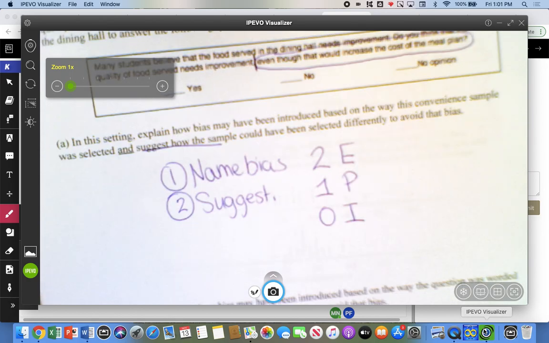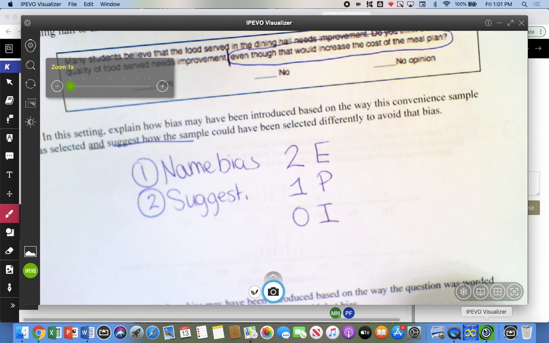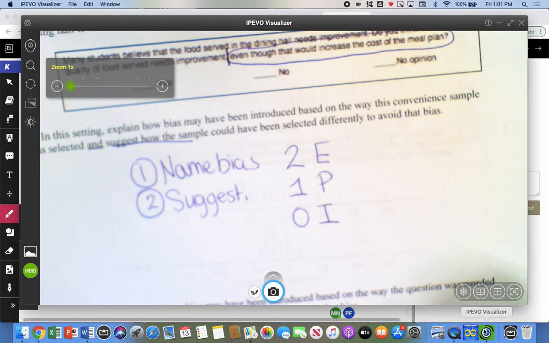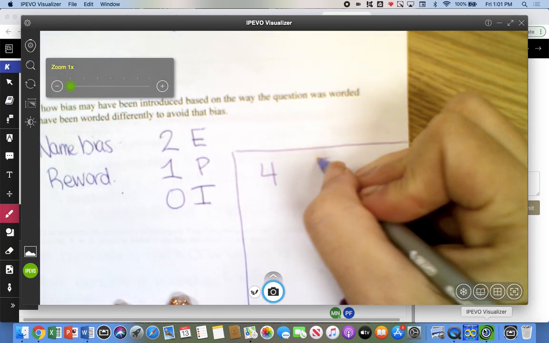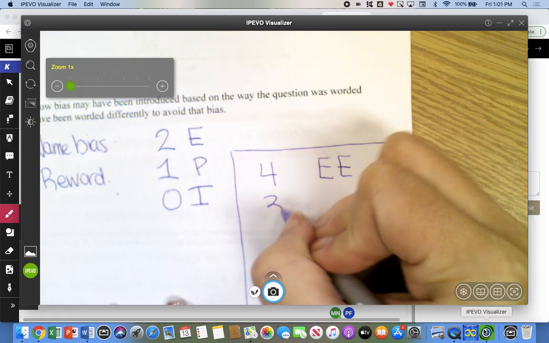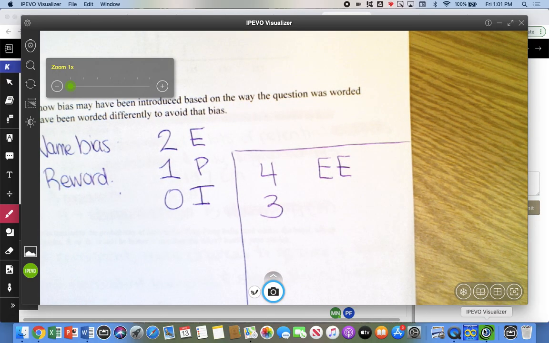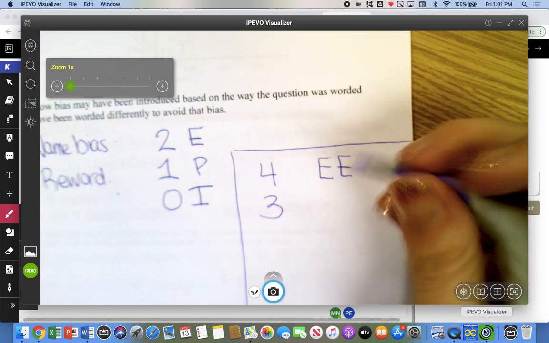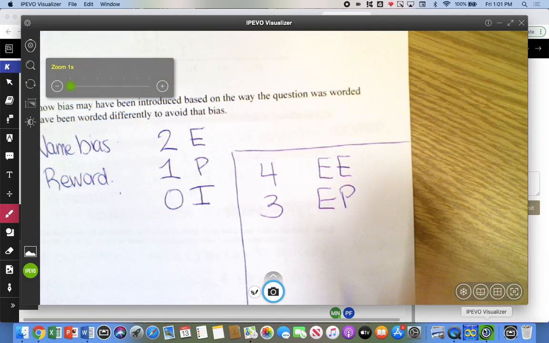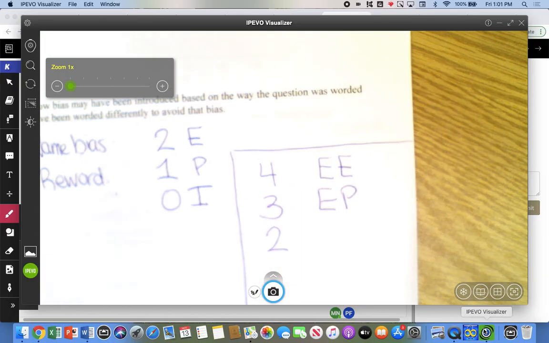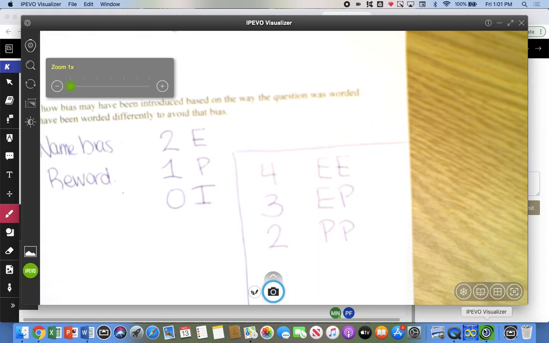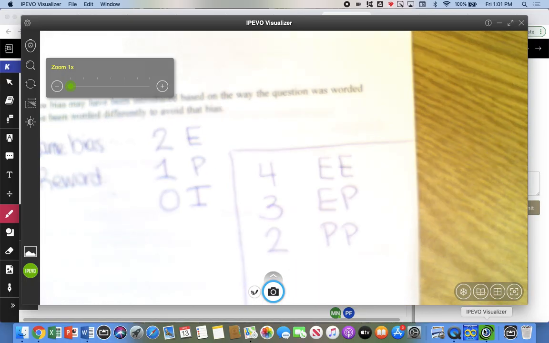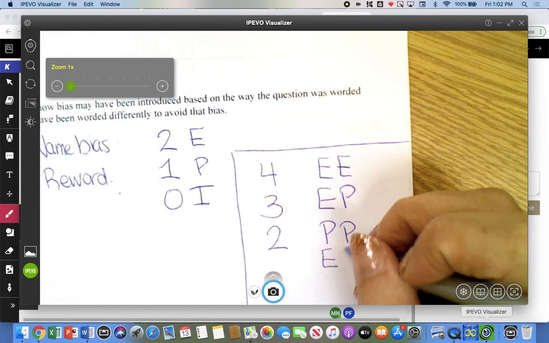All right, so to score this one overall, how do you think you're going to get a 4? For a 4, that's from getting 2 E's. How do you think you could get a 3? An E and a P. How do you think you could get a 2? 2 P's. There's actually one other one: an E and an I.